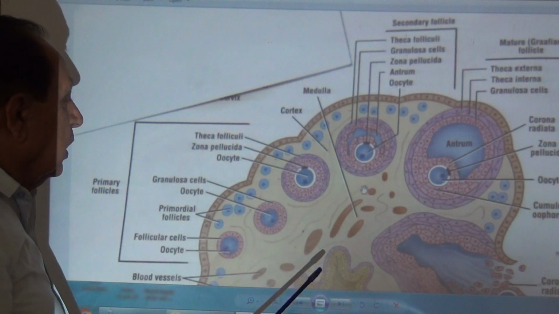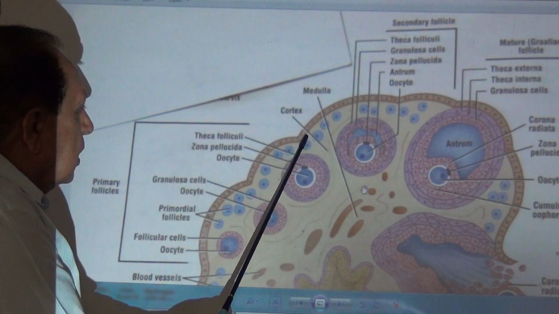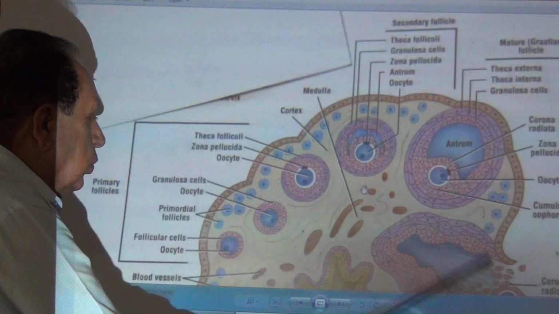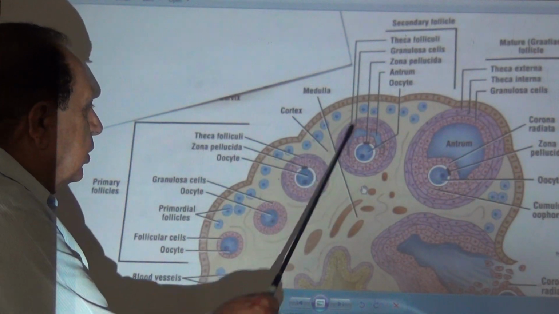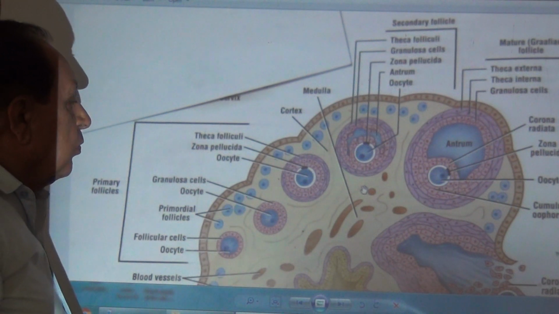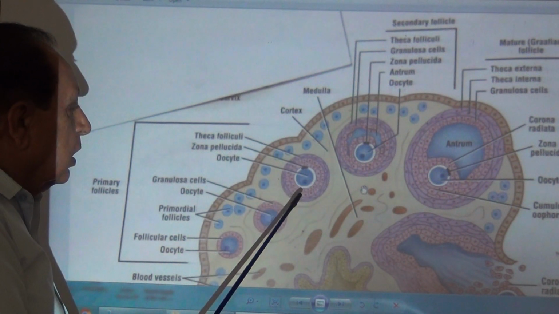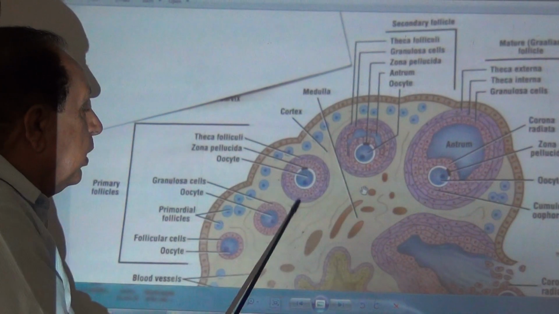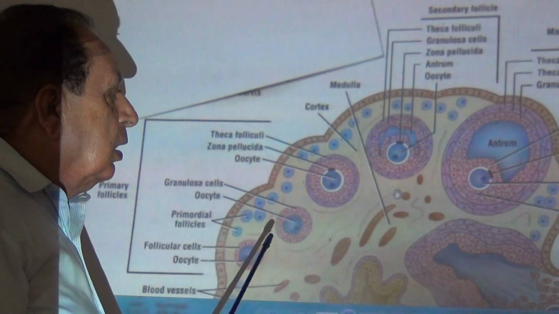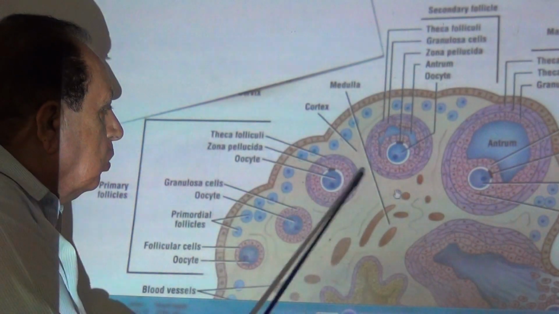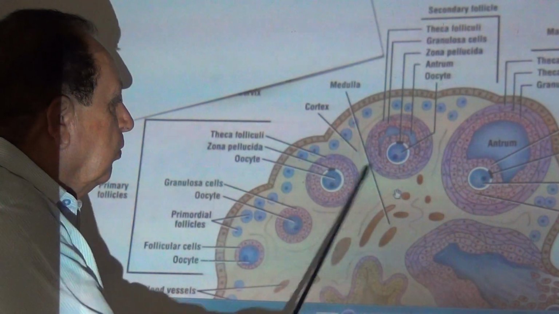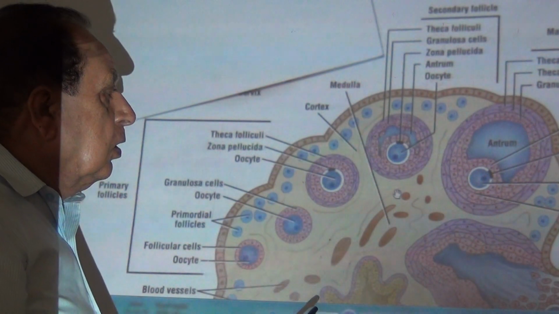The second one below that is the tunica albuginea, a thick layer of connective tissue. The third one is the cortex. The ovarian parenchyma consists of the outer portion of the parenchyma, which is called the cortex.